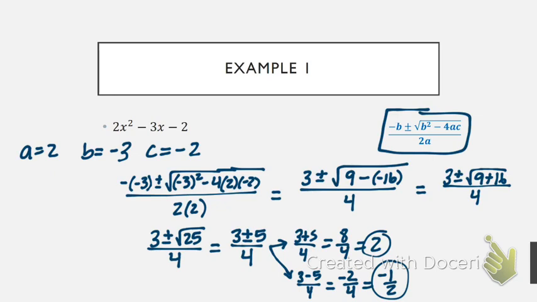So with the quadratic formula, it's boxed in navy blue. Then you just plug in a, b, and c into the formula and start simplifying. At the very end, you have 3 plus or minus 5 over 4. That's two different answers. So we have 3 plus 5 divided by 4 and 3 minus 5 divided by 4. So my final answers here, my x-intercepts or my roots or my solutions would be x equals 2 and x equals negative 1/2.